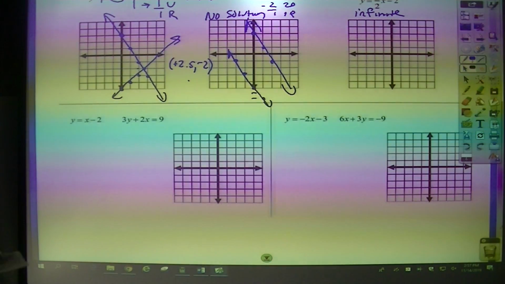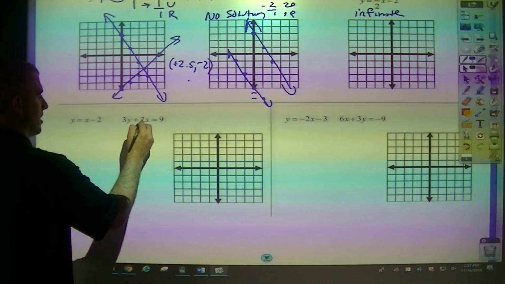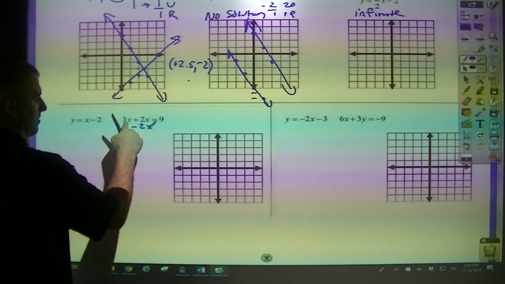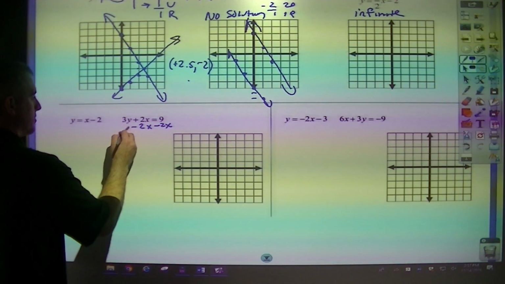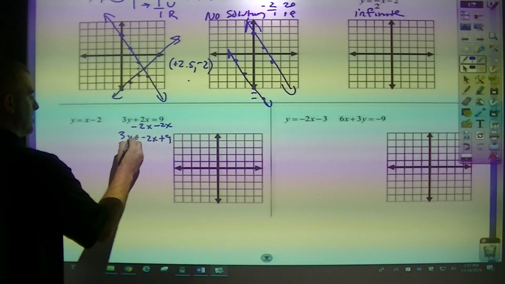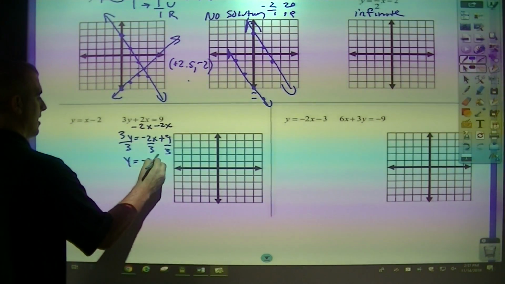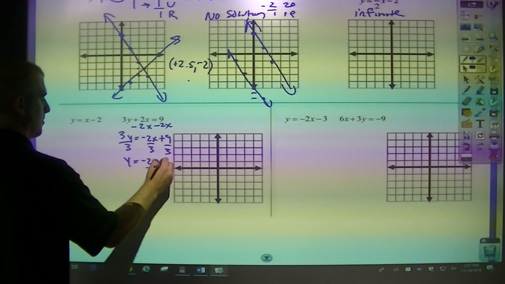All right, so this one's already in y equals. This one I need to get into y equals. So I would subtract the 2x. Don't let them fool you there. Okay, so that's 3y equals negative 2x plus 9. And I would divide each part by 3. So that's going to be y equals negative 2x over 3 plus 3.